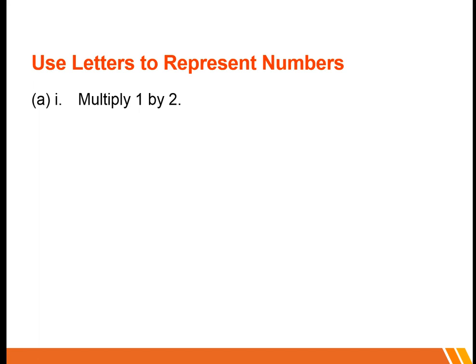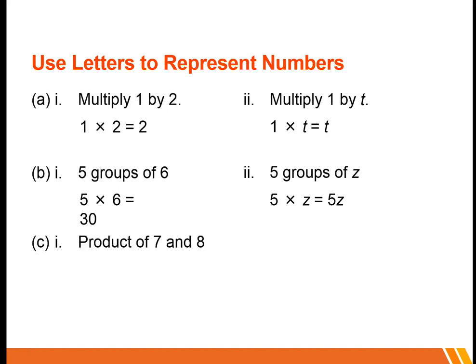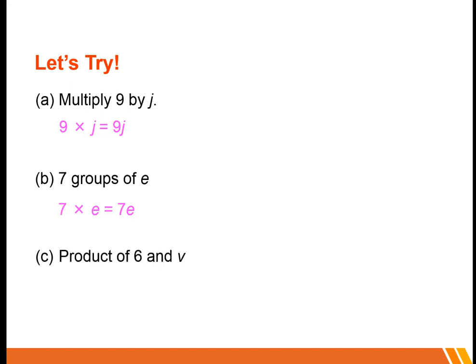Multiply 1 by 2, there will be 1 times 2 equals 2. Multiply 1 by T, there will be 1 times T equals T. 5 groups of 6 means 5 times 6 equals 30. 5 groups of Z means 5 times Z equals 5Z. Product of 7 and 8 means 7 times 8 equals 56. Product of 7 and B means 7 times B equals 7B. Okay, so let's try. Multiply 9 by J. 9 times J equals 9J. 7 groups of E means 7 times E equals 7E. Product of 6 and V means 6 times V equals 6V.